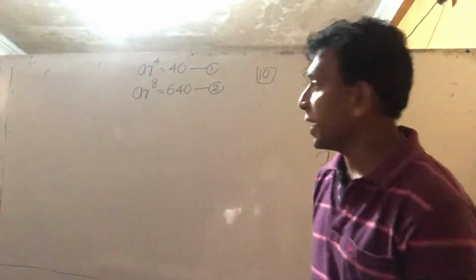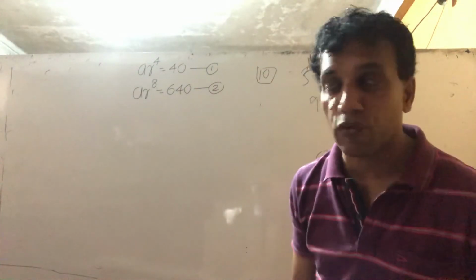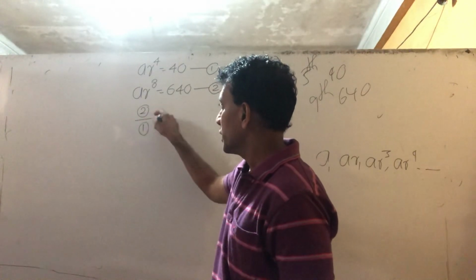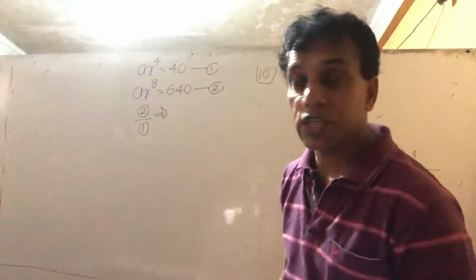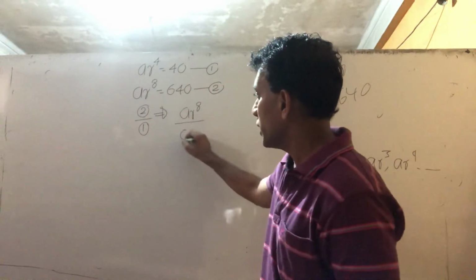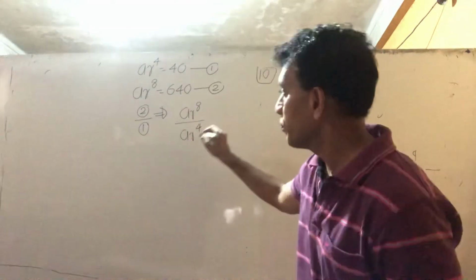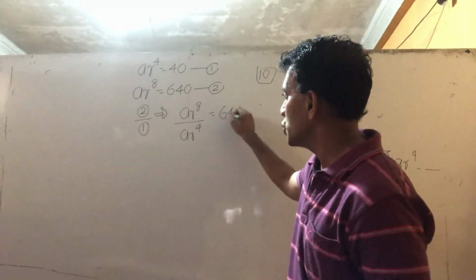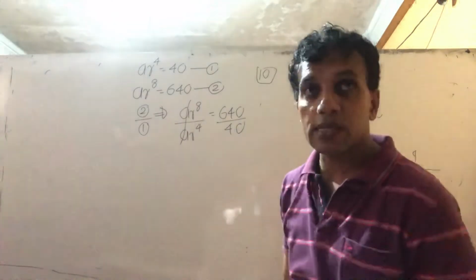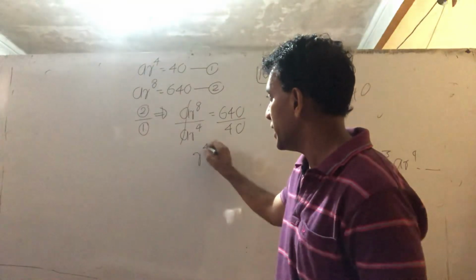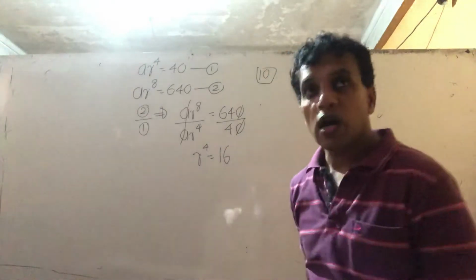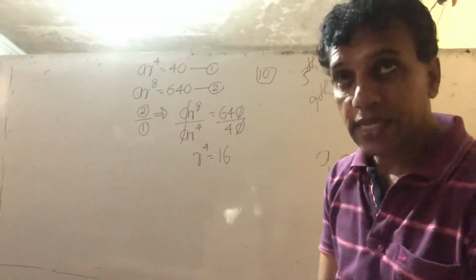Now divide one by the other. The main purpose is to cancel the A and find the R value. So second equation divided by the first: AR power 8 divided by AR power 4. On the other side, 640 divided by 40. So A cancels, R to the power 4 is, how many times here? 16. R to the power 4 is 16.